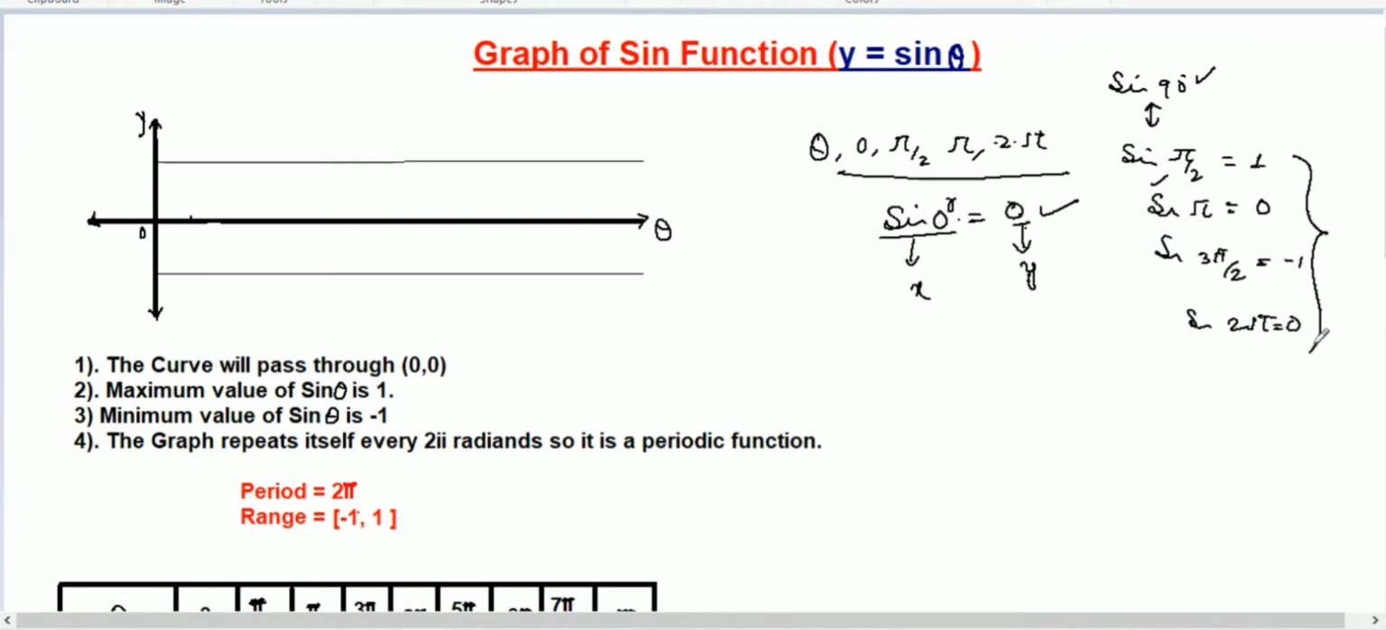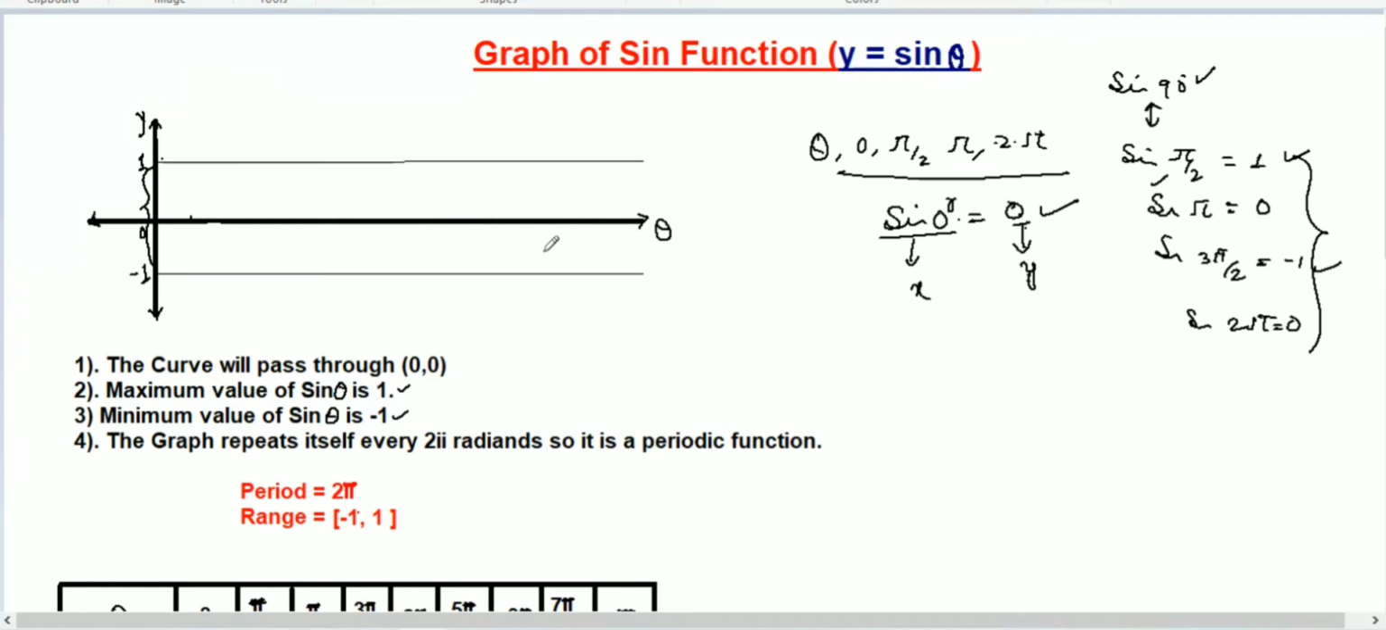So you can see that the maximum is 1 and the minimum is -1. I have written here that the maximum value of sine theta is always 1, and the minimum value of sine theta is -1. Whatever angle you put in, the value will come between 1 and -1. So only in this range can you find the values of sine theta for all angles.